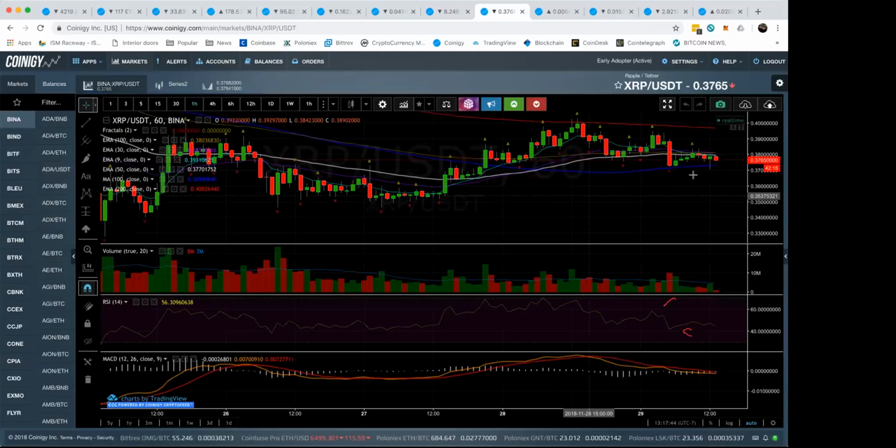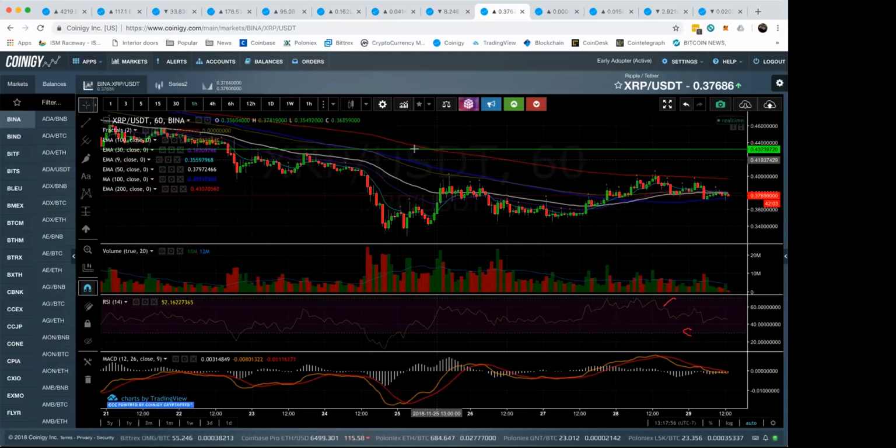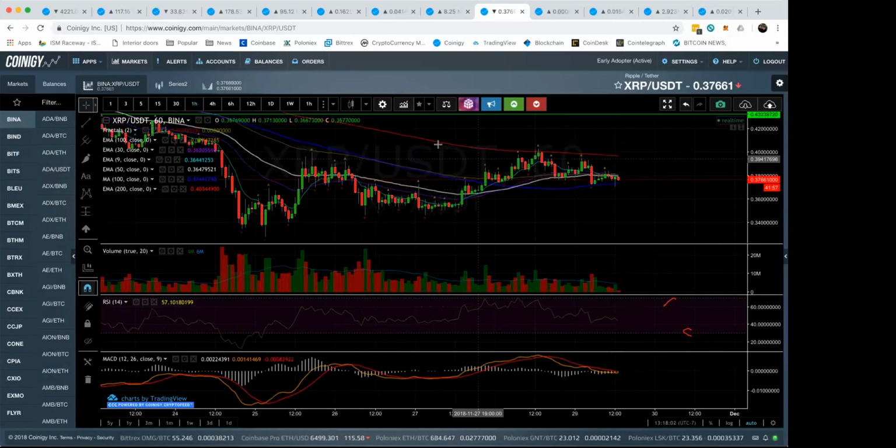XRP fell below the 9 as well, has very little volume, and has not been able to break the 200 EMA for quite some time. If you look left, you can really see how far the EMA is from the price action. But here, as the EMA came down and the price action came up, now we're getting very close. Now it's going to get interesting, guys.